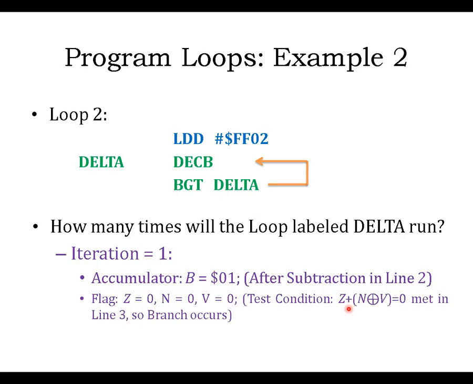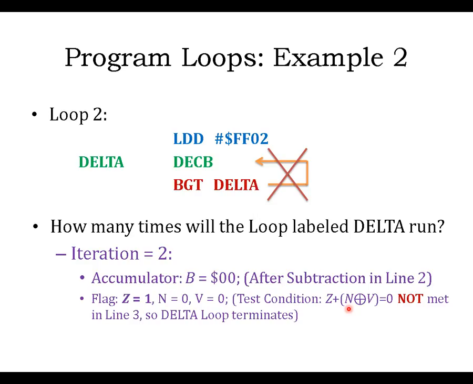Condition is what? This has to be 0, right? If you plug all these 0, then this will be 0, right? So that means the condition is met. So you are going back to line 2. That means this is going to be your iteration 2. What happens in the iteration 2?